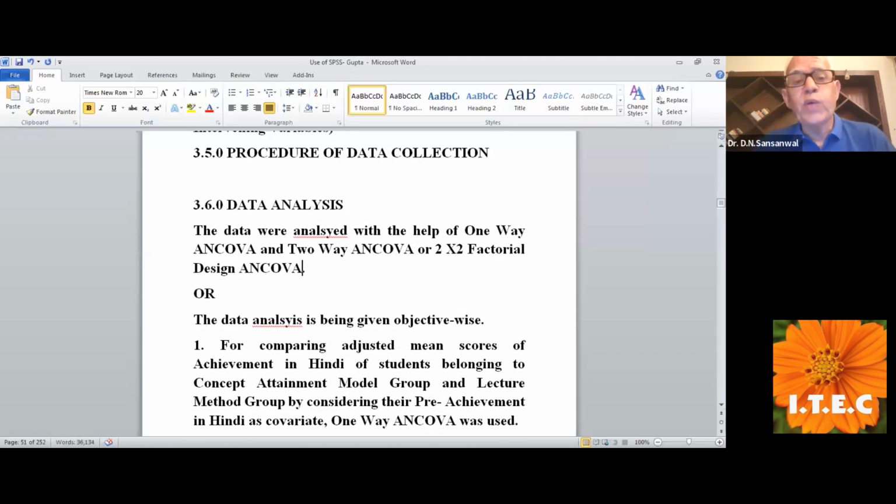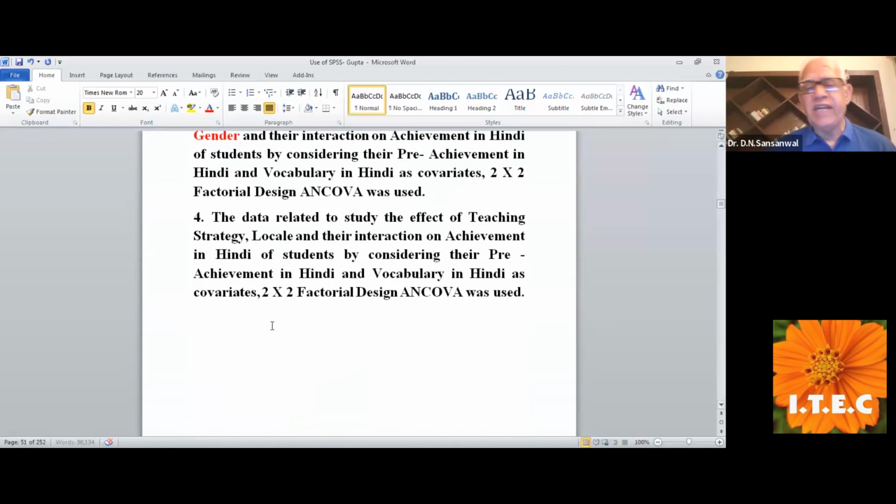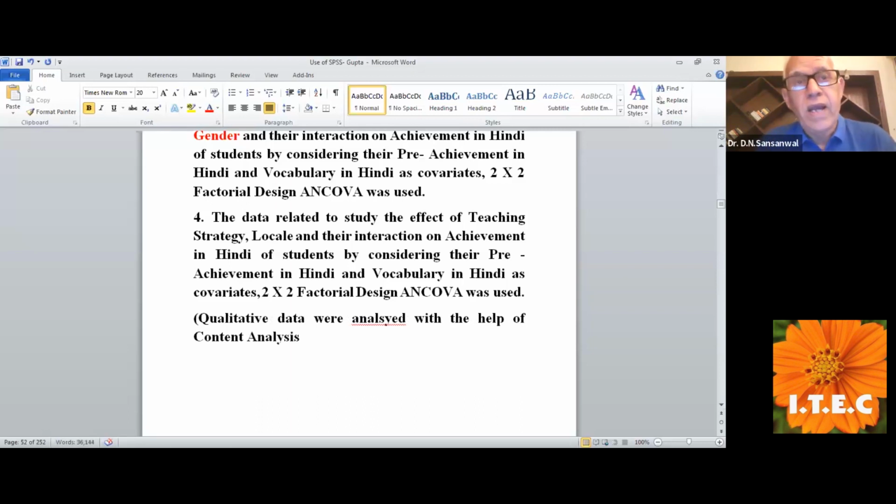Now, if you are having qualitative data, then those people who have the qualitative data should write something like this. Qualitative data were analyzed with the help of content analysis, or if you have done the SWOT analysis, then you can write were analyzed with the help of content analysis as well as SWOT analysis. Or if you want to write were analyzed with the help of content analysis.